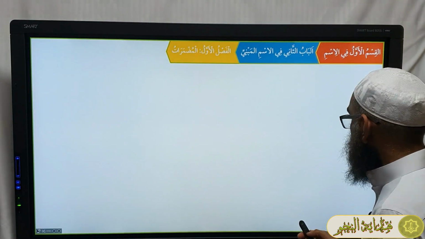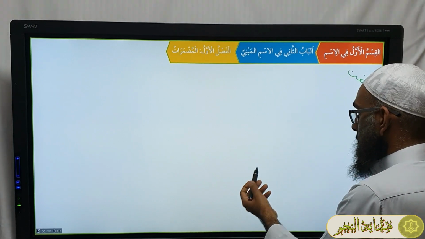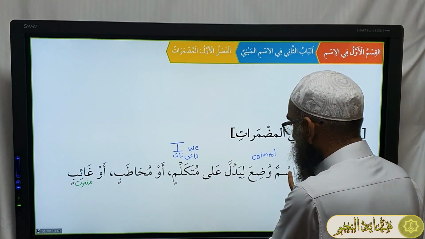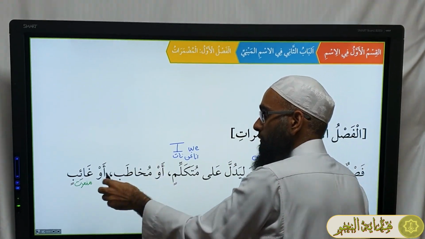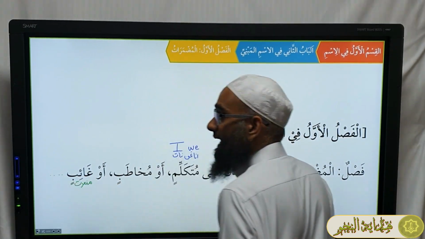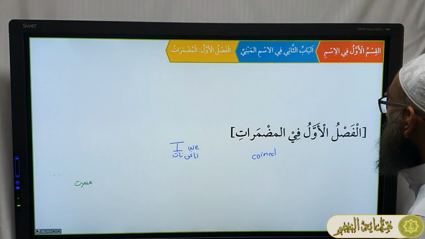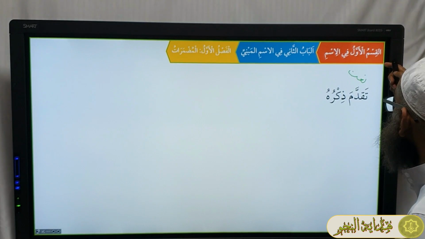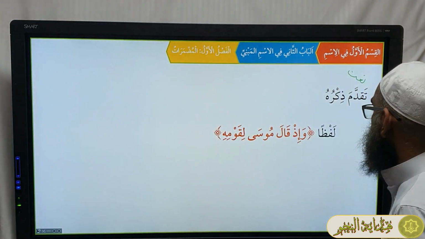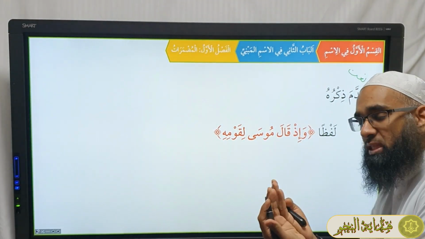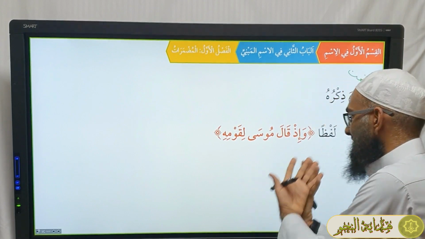So, تقدم ذكره, this is a noun which has been coined to denote a speaker, or a مخاطب, or a غائب, a third person, تقدم ذكره, whose mention has come before. Who has been mentioned before. لفظاً. Now the most common way that the third person has been mentioned before is this, لفظاً.